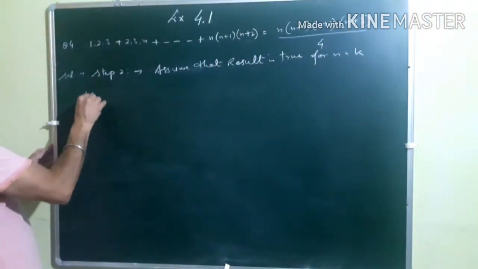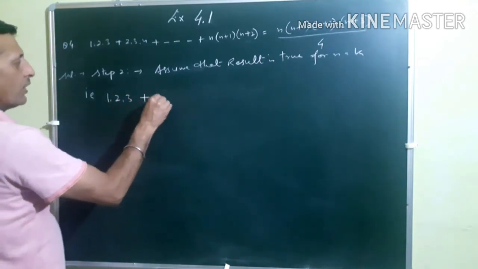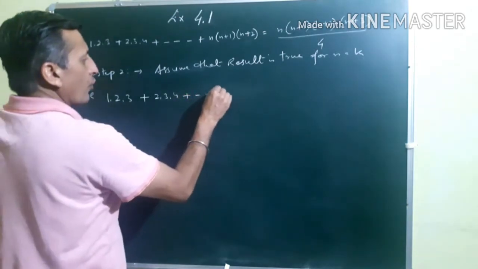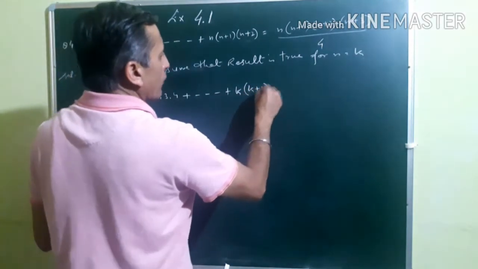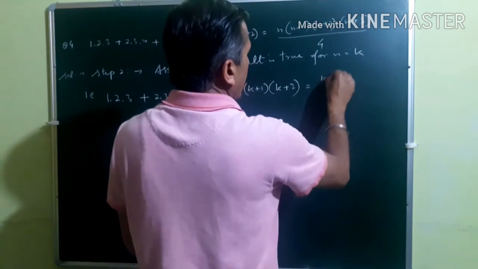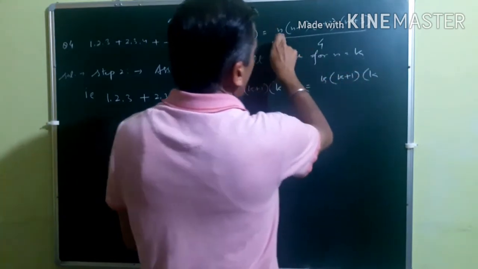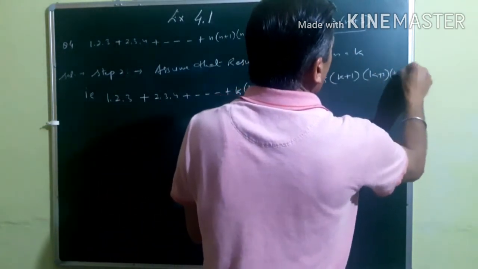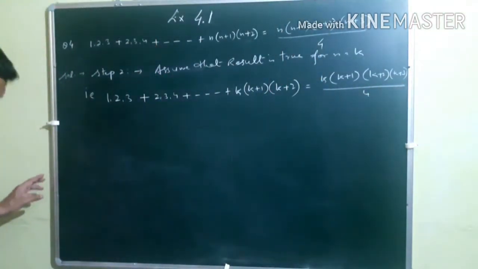And what was the result? That is, we have assumed that 1 into 2 into 3 plus 2 into 3 into 4 plus and so on plus k into k plus 1 into k plus 2 is equal to k into k plus 1, k plus 2 and k plus 3, whole upon 4. So we assumed that this result is true.